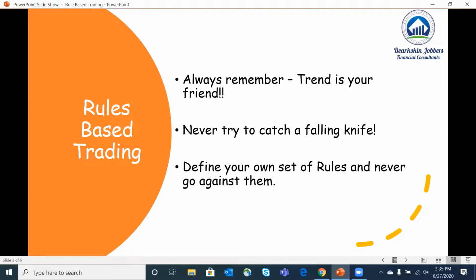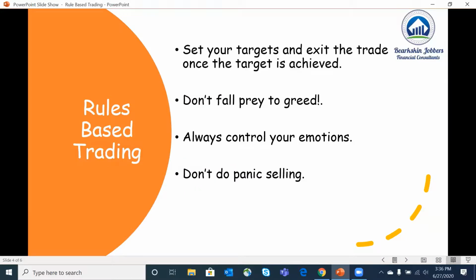So you will end up making good money if you define your good set of rules and you stick to that. And set your targets. Exit the trade once the target is achieved. This is also very important. You have set a target that you will sell this stock which you bought at $10. You're going to sell it at $13. Once your target is achieved, then you must exit the trade.